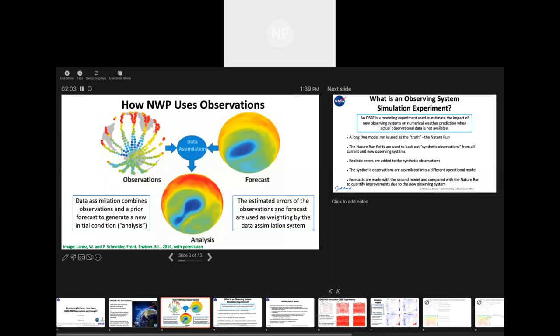So the data assimilation uses a weighting to weight the observations and the guess, the forecast. And depending on how much error the data assimilation thinks the observations have and how much error it thinks the forecast has, it'll do kind of a glorified weighted average of the observations and the forecast to combine them together statistically.